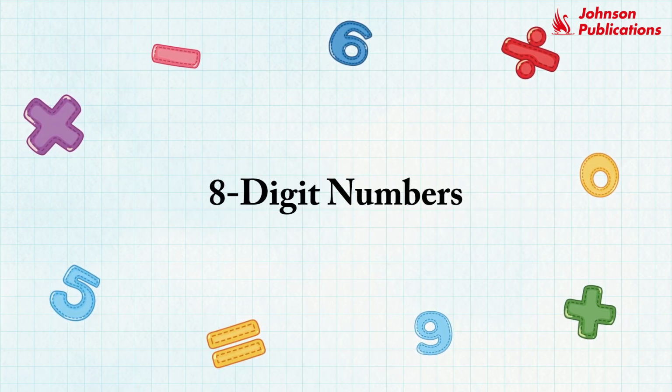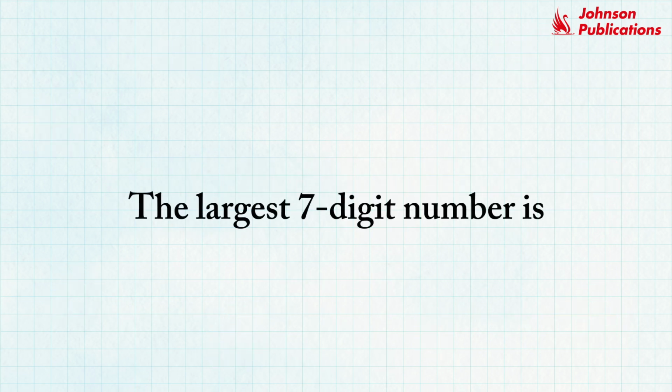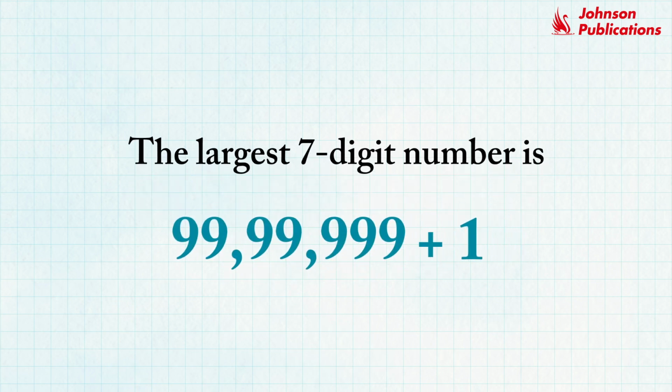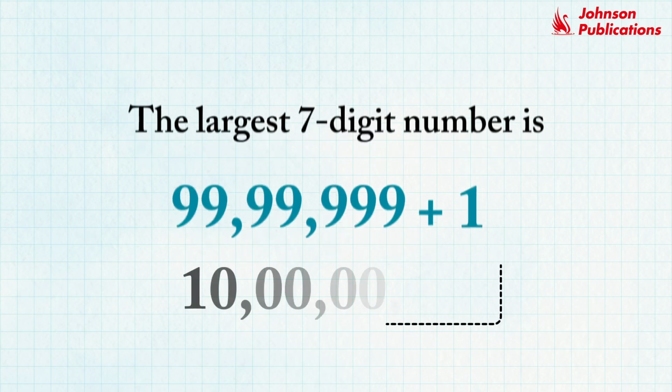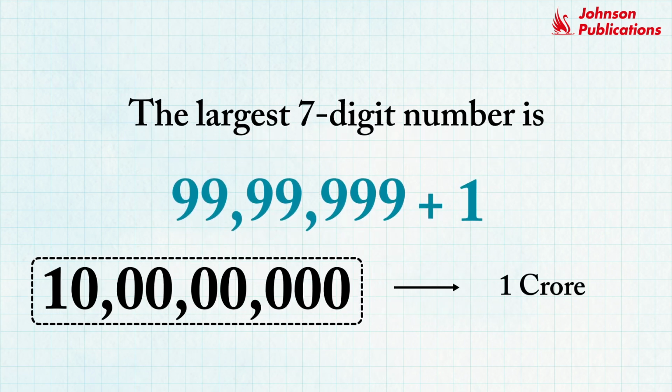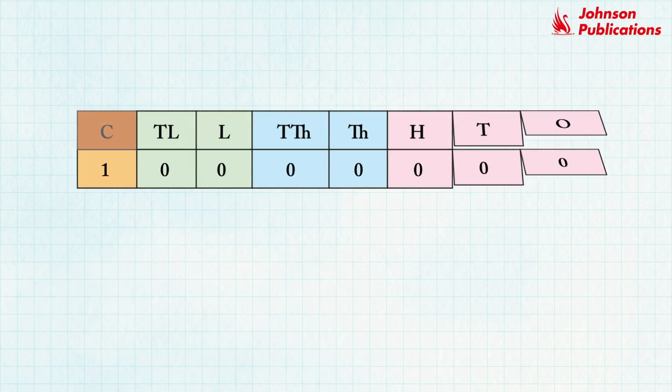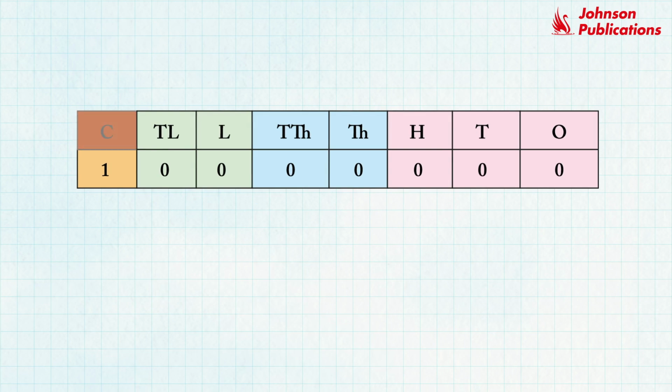8-digit numbers. The largest 7-digit number is this. If we add 1 to this number, we will get the smallest 8-digit number, that is 1 crore. Crore is represented in short as C in the place value chart.